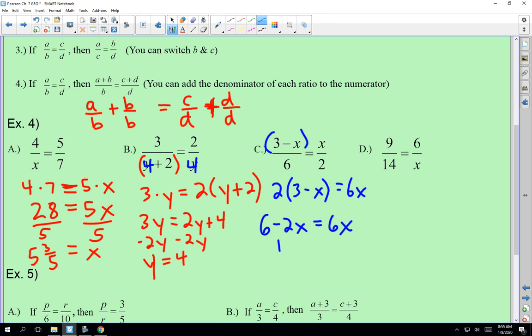Add the 2x to each side, so we have 6 equals 8x. And then divide by 8. And so 3/4 equals x. So x equals 3/4. So 3/4 is the value you have to plug in there to make those two ratios equal to each other.